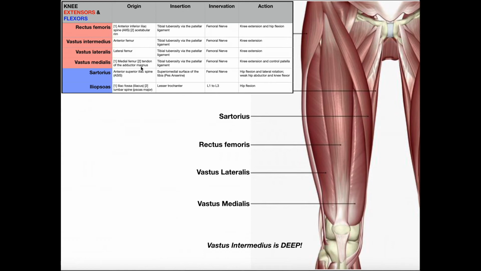Adductor magnus is one of the adductor muscles, kind of on the medial aspect of the thigh, although it's a little bit more posterior. But it turns out that the vastus medialis will also have a second origin there on that muscle's tendon. Again, it inserts on the tibial tuberosity. And in addition to providing knee extension, the vastus medialis also controls the patella. What does that mean? Well, it's called patellar tracking.